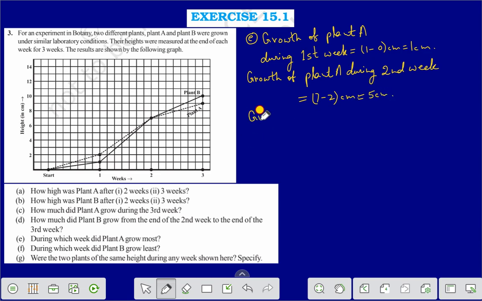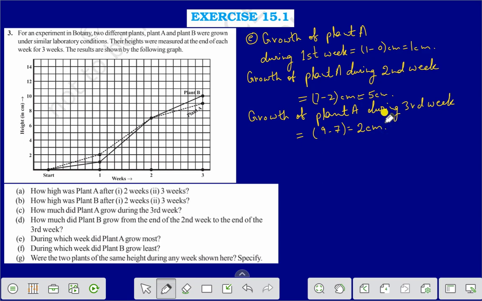And growth of plant A during third week is equal to... this one is third week, right? For plant A, the growth is 9 cm, and at the end of second week it is 7. 9 minus 7, that is equal to 2 cm.